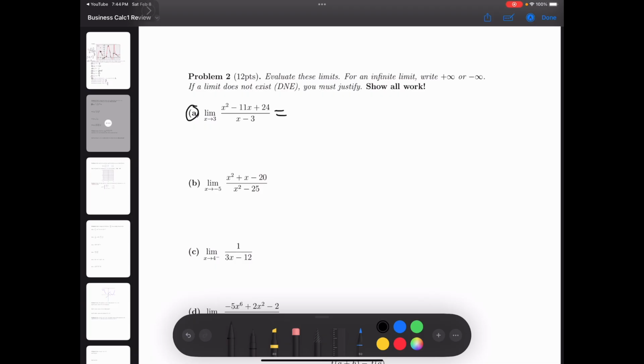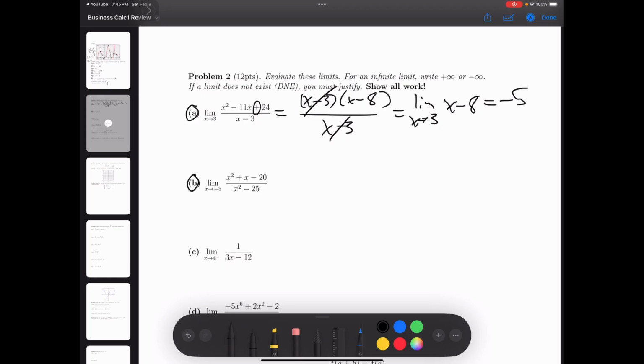Let's think about that for a second. Sorry, they should add up to equal 11 because we need a positive sign here, so two negative numbers. So 3 and 8, x minus 3, x minus 8. And then look at this, we have an x minus 3 on top and x minus 3 on the bottom. So this is equal to the limit as x approaches 3 of just x minus 8. And if we plug 3 in, we get negative 5. So that's our answer for that one.